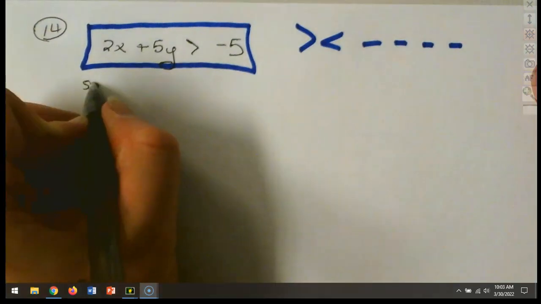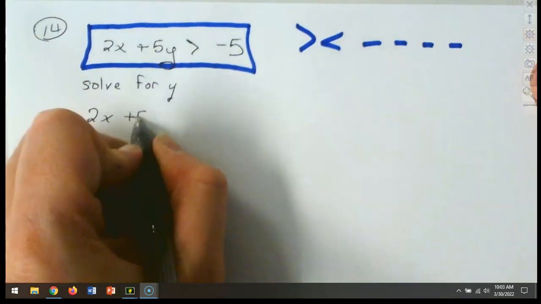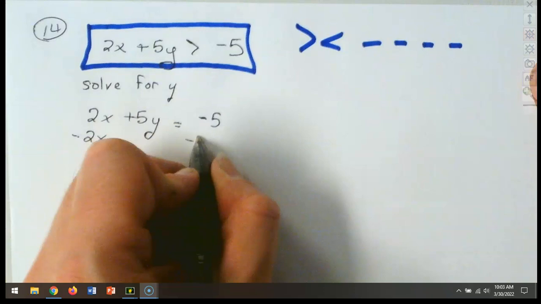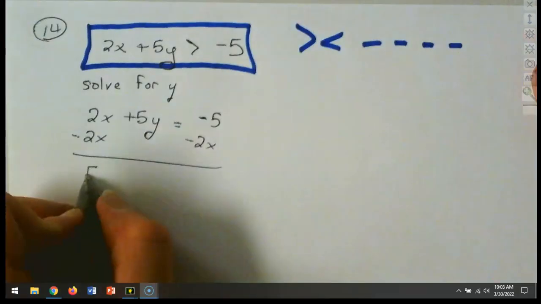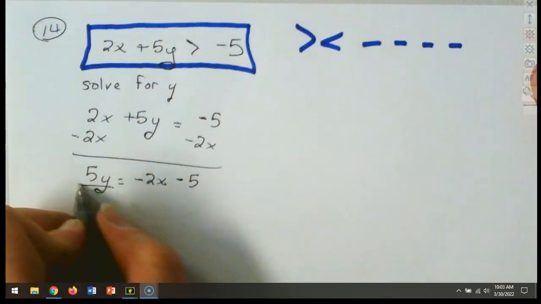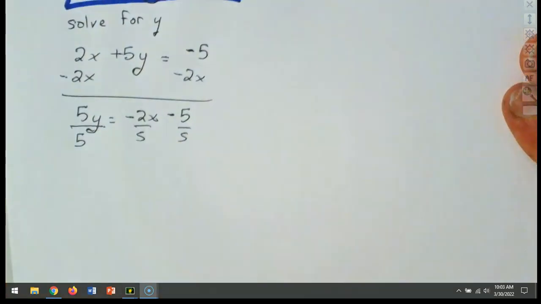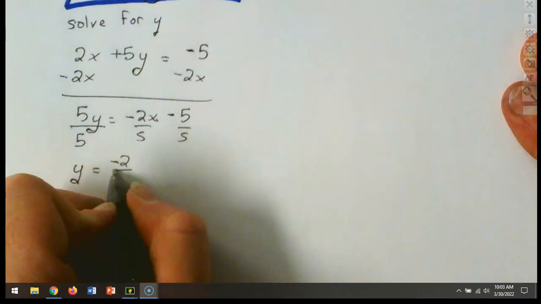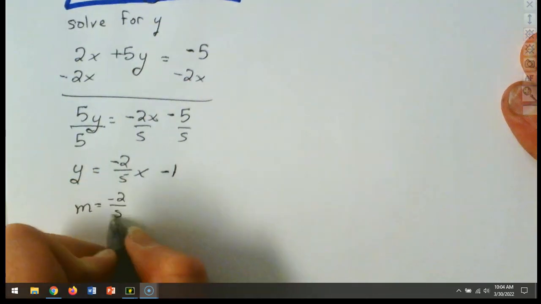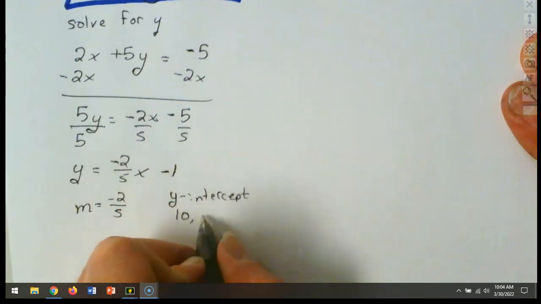Now what do we do? We solve it for y. So 2x plus 5y equals a negative 5. We move that 2x over. So 5y equals now a minus 2x minus 5. We divide by our 5. And y equals minus 2/5 x minus 1. So your slope is a minus 2/5, and your y-intercept is 0, negative 1.